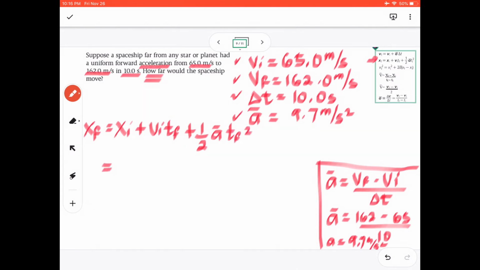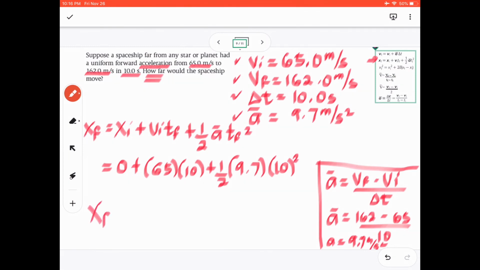Now xi. What is xi? We are going to assume that it started at the origin. Of course, that would be 0. Plus Vi. Vi in this case is 65.0 multiplied to tf, which is 10, plus 1/2. Acceleration is 9.7 according to our working, multiplied to tf, which is 10. Then you're going to square it. Do not forget the square.